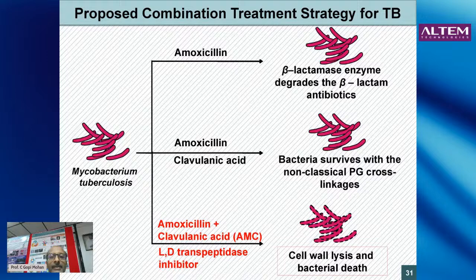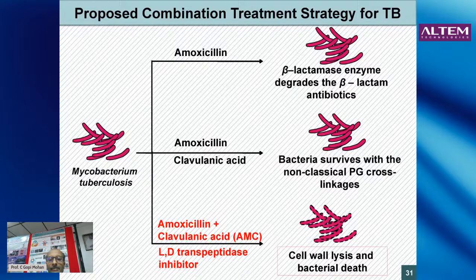In this slide, you can see amoxicillin, and further amoxicillin with clavulanic acid is taken to kill the bacteria, because the beta lactamase enzyme degrades beta lactam antibiotics. So this is the amoxicillin function. It is better, but still the bacteria can survive by non-classical PG cross linkage. So can we target this non-classical pathway? That is our idea, which includes LD transpeptidase enzymes.